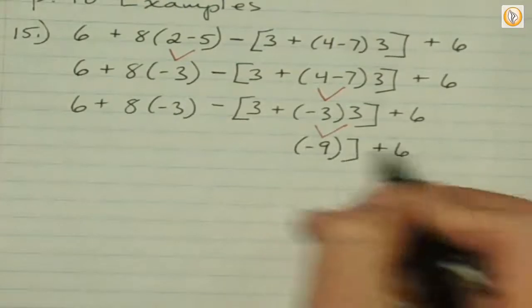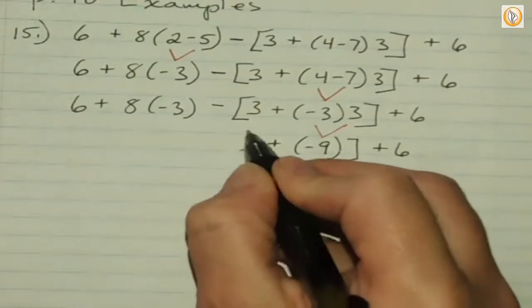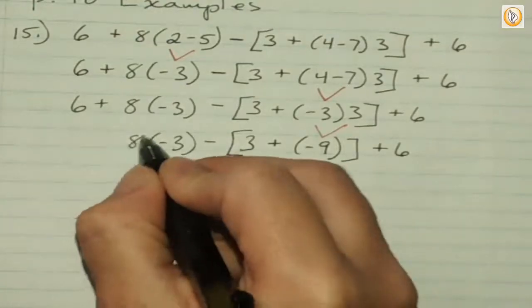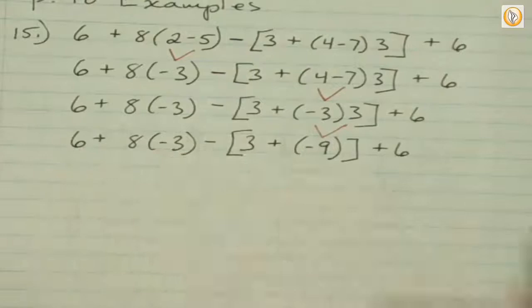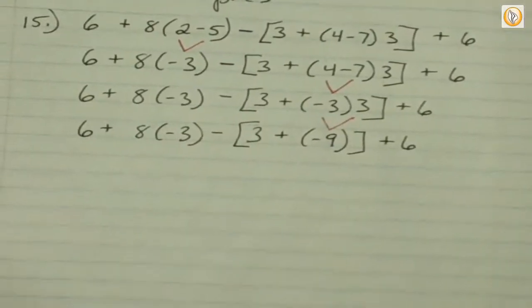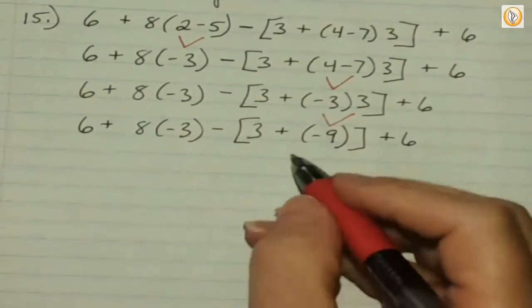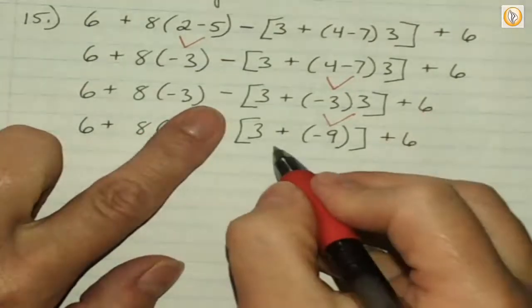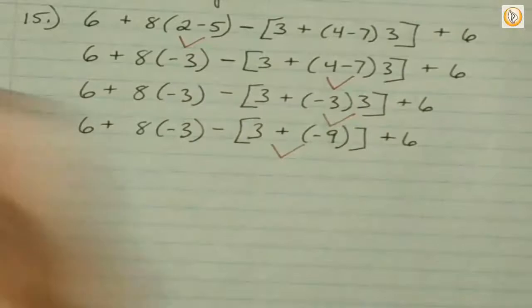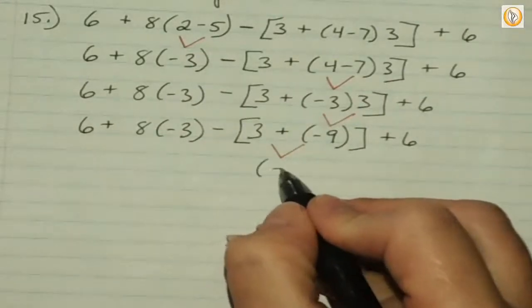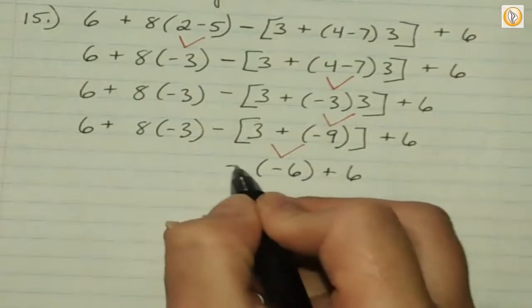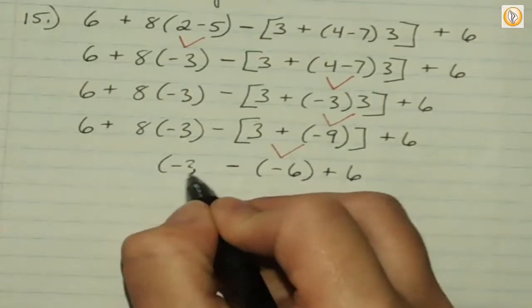-9. And I'm rewriting my problem. I'm keeping it in parentheses, just so there's no confusion. Make sure you rewrite your problem correctly. All right, now what do I do, Taylor? 3 plus -9. That's right, we're still in that group. So 3 plus -9 is -6, and I'm keeping that in parentheses. Man, this problem loves 6s and 3s.